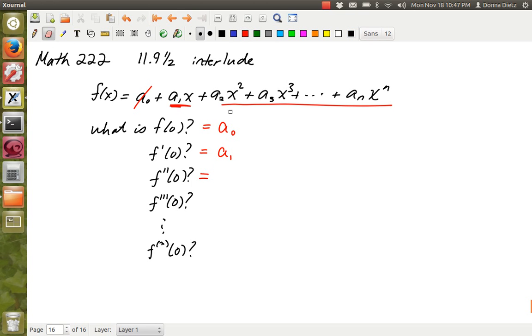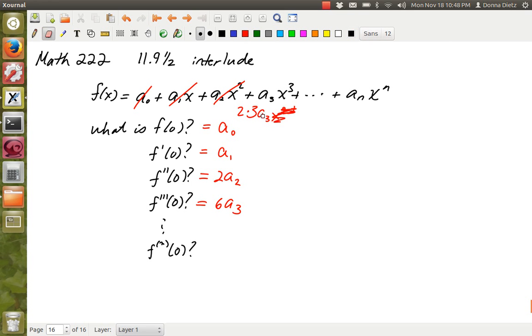Well, what happens next? Take two derivatives. The first two terms go away. Then you're going to get 2a2, right? What about three derivatives? After three derivatives, this term goes away, and then you'll have to take three derivatives. So the first derivative looks like this. The second derivative looks like that. And then the third derivative looks like this.